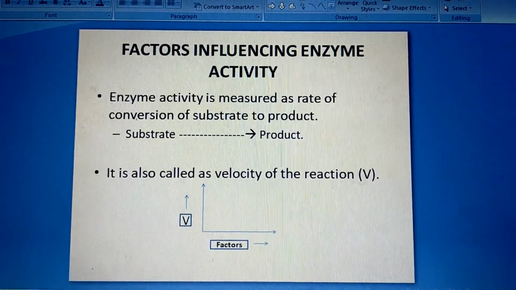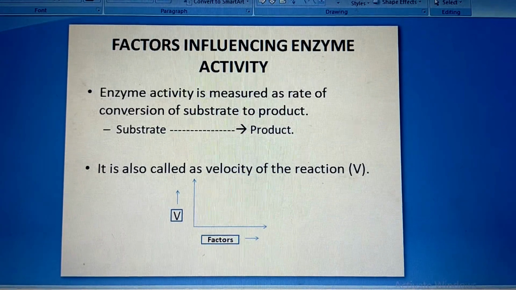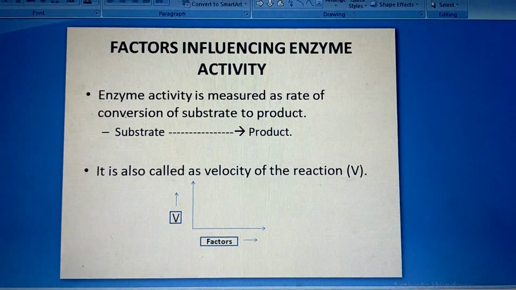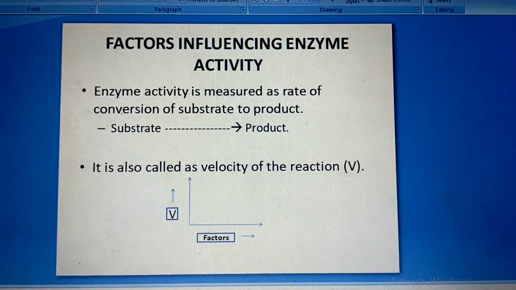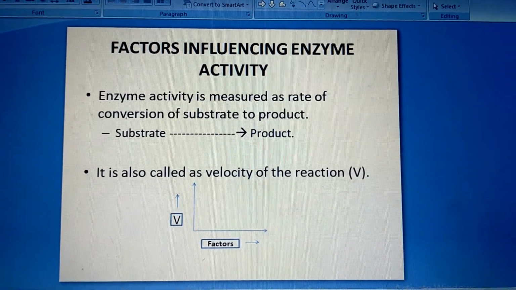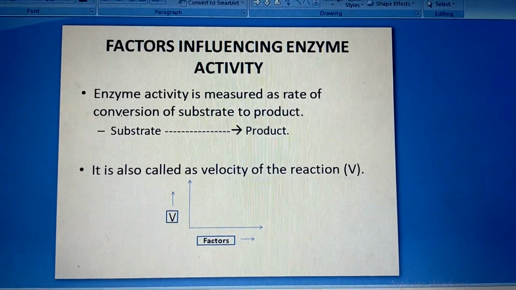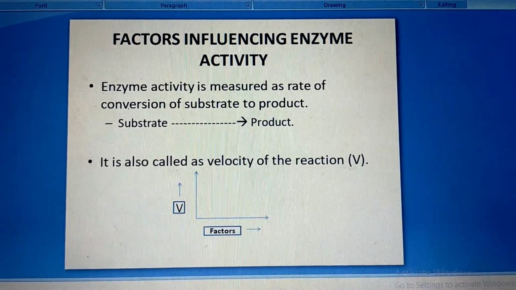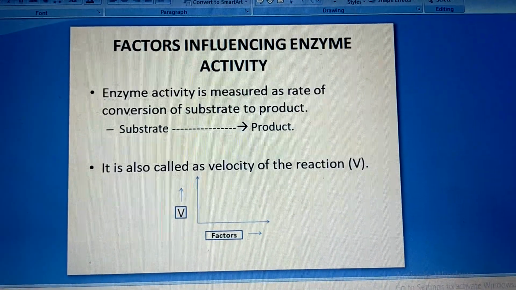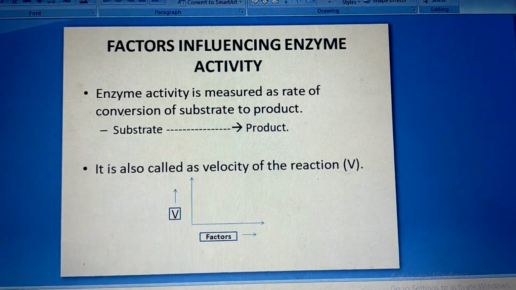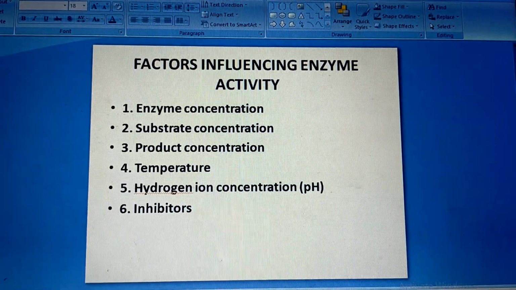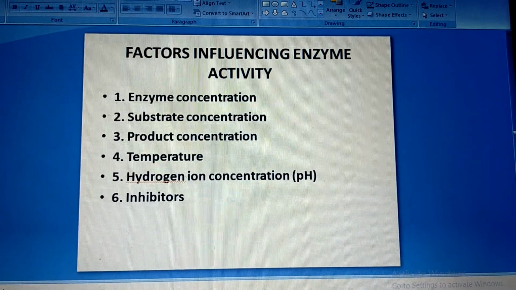Enzyme activity is nothing but the rate of conversion of substrate to product. The enzyme activity is also called the velocity of the reaction and denoted by V. To study the factors affecting enzyme activity, we will see various graphs on which velocity of the reaction is taken on the y-axis and various factors are plotted on the x-axis. So these are the factors which affect the enzyme activity.